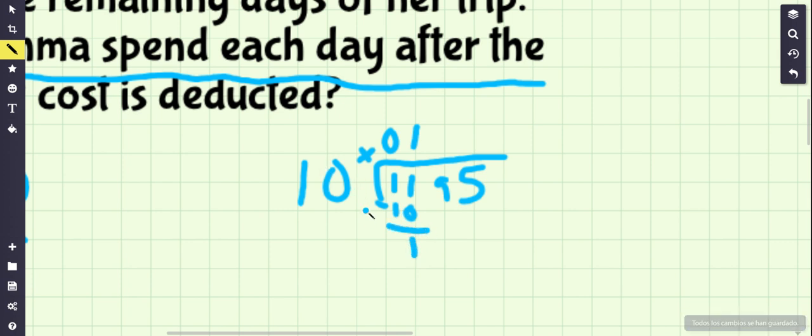Alright, can 10 fit in the 1? No. This is what we call the process of bringing down. We learned that last year. Bringing down basically just means bringing down the next digit if the divisor can't fit. So in this case, we're going to bring down the 9. Now, how many times can 10 fit in the 19? 10 can fit in the 19 about 1 time again. So now we're going to multiply.